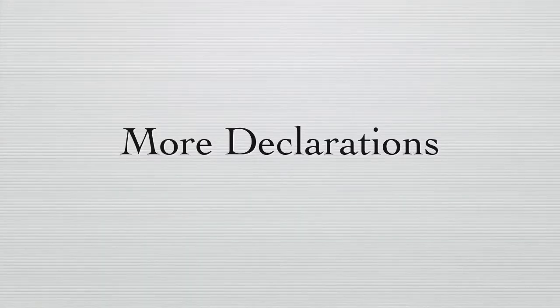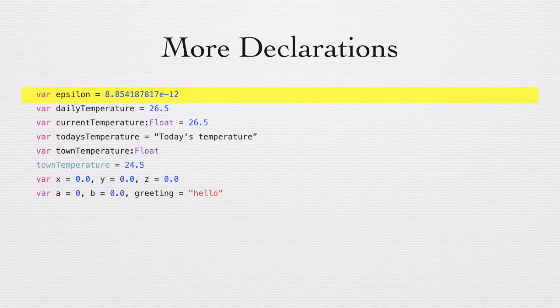Let us now look at a few more declarations to understand how the variables' types are inferred from their initial assignments. The variable epsilon is inferred to be of type double. The variable daily temperature is also of type double, as the literal constant on the right-hand side of the expression is double by default.